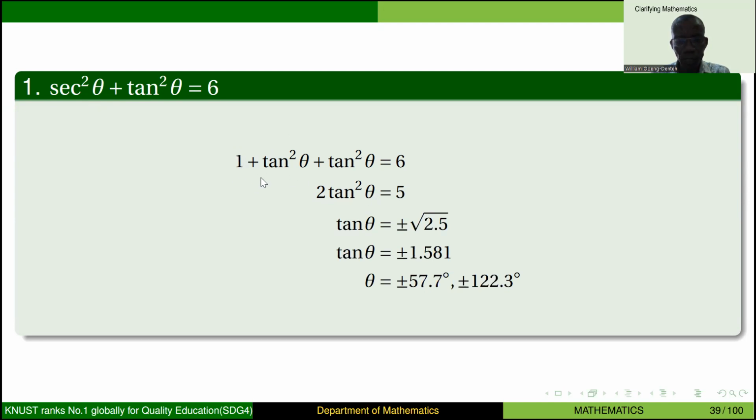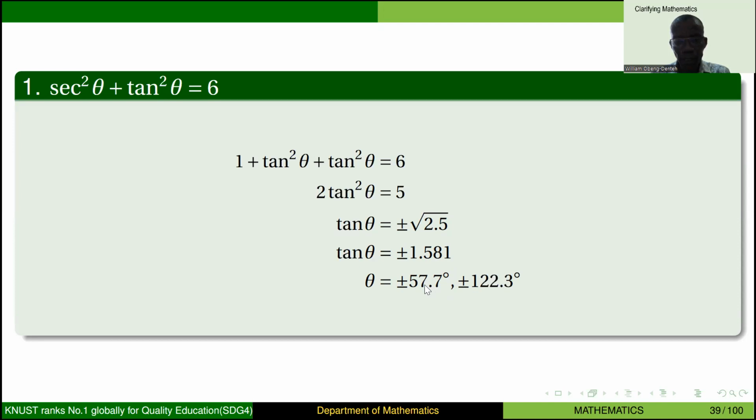We subtract 1 from the left-hand side, we subtract 1 from the right-hand side, so we get 2 tan squared theta equals 5. Let's divide both sides by 2, so we get tan squared theta equals 2.5, and then we find the square root, so we get 2.5 under the square root sign. That will be plus or minus, giving us plus or minus 1.581. Now, tan inverse of this value gives us plus or minus 57.7.